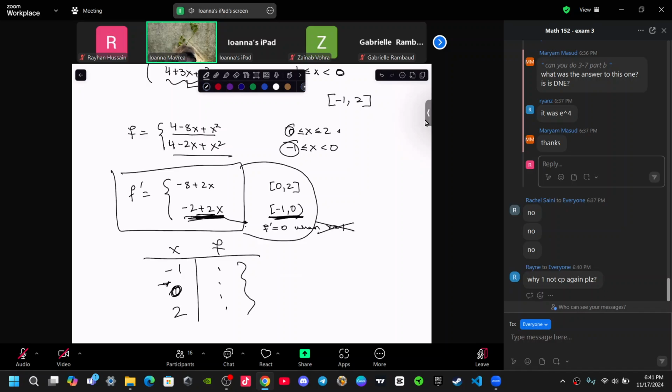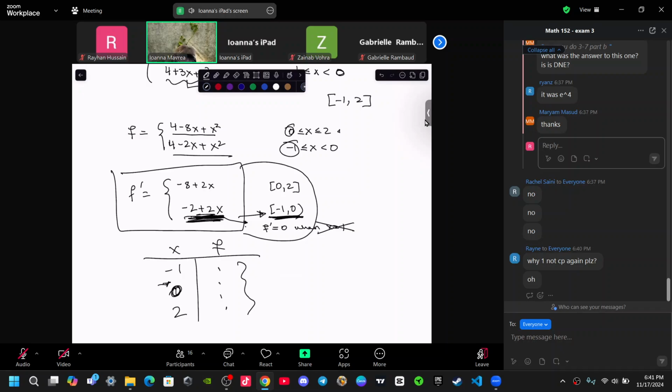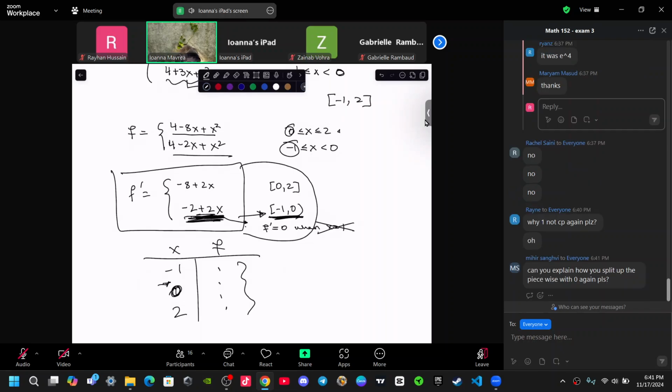So if you find a potential critical point, you check it against each domain. Right? Each piece has its own little domain, so you check those, and then you take the endpoints, right? You take this endpoint, you take not this endpoint, that's not an endpoint. You take this endpoint, take this endpoint, and then you take the additional endpoints where the function changes definition. So that's the additional one, 0. And you include those, and then if you have any critical points, you include those too.